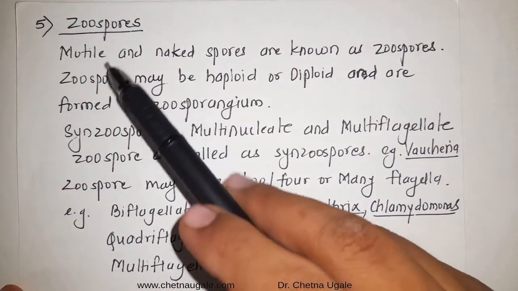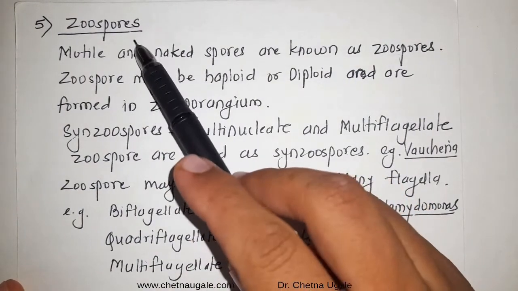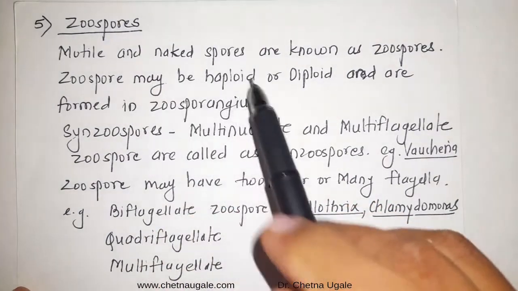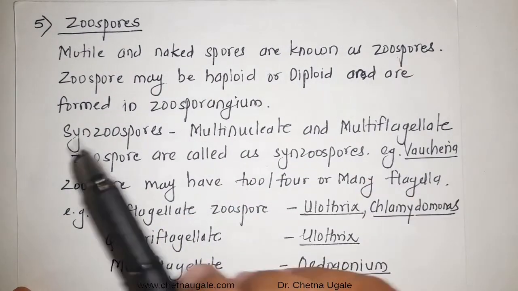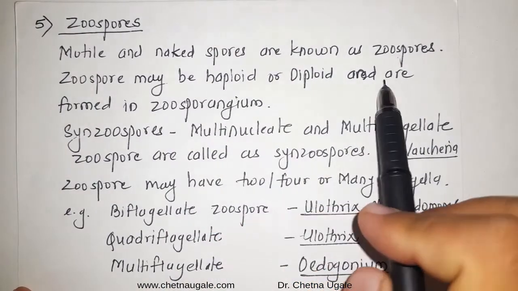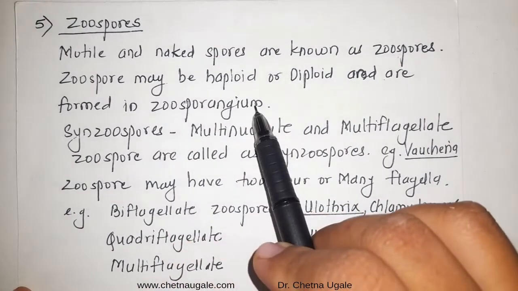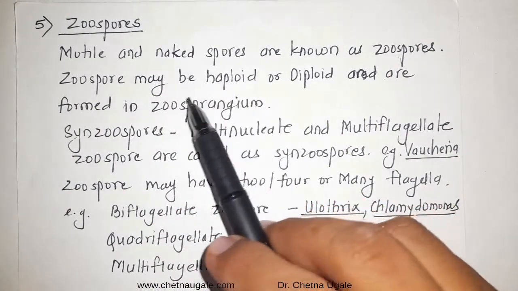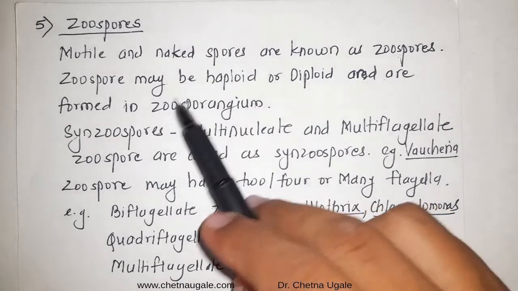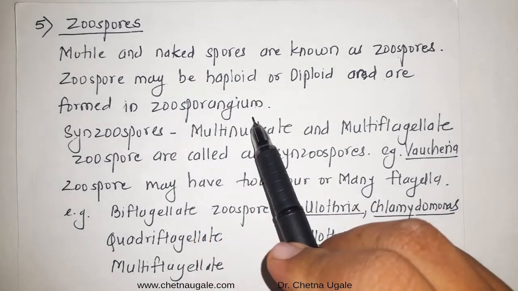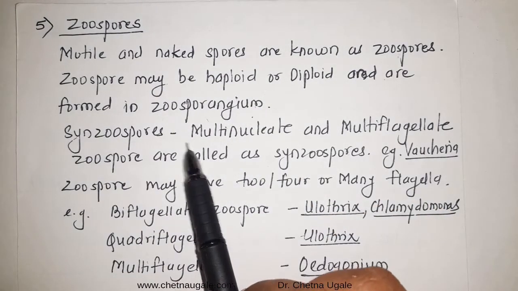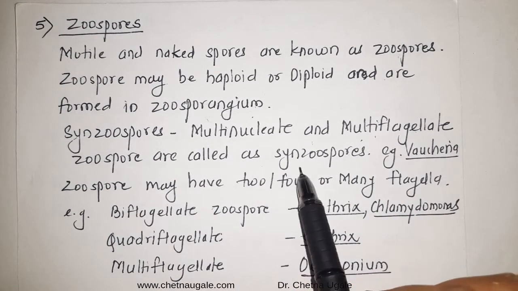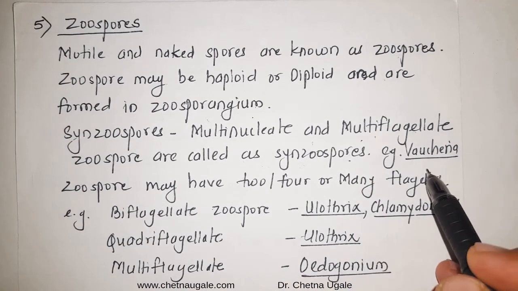Then the next type of the asexual reproduction is the zoospore. Zoospores are motile and naked spores. Zoospores may be haploid or diploid and are formed in the zoosporangium. Particularly, zoospores are motile and naked spores formed within the sporangium, which is termed as the zoosporangium. Multinucleated and multiflagellate zoospores are called synzoospores. The example is Vaucheria.